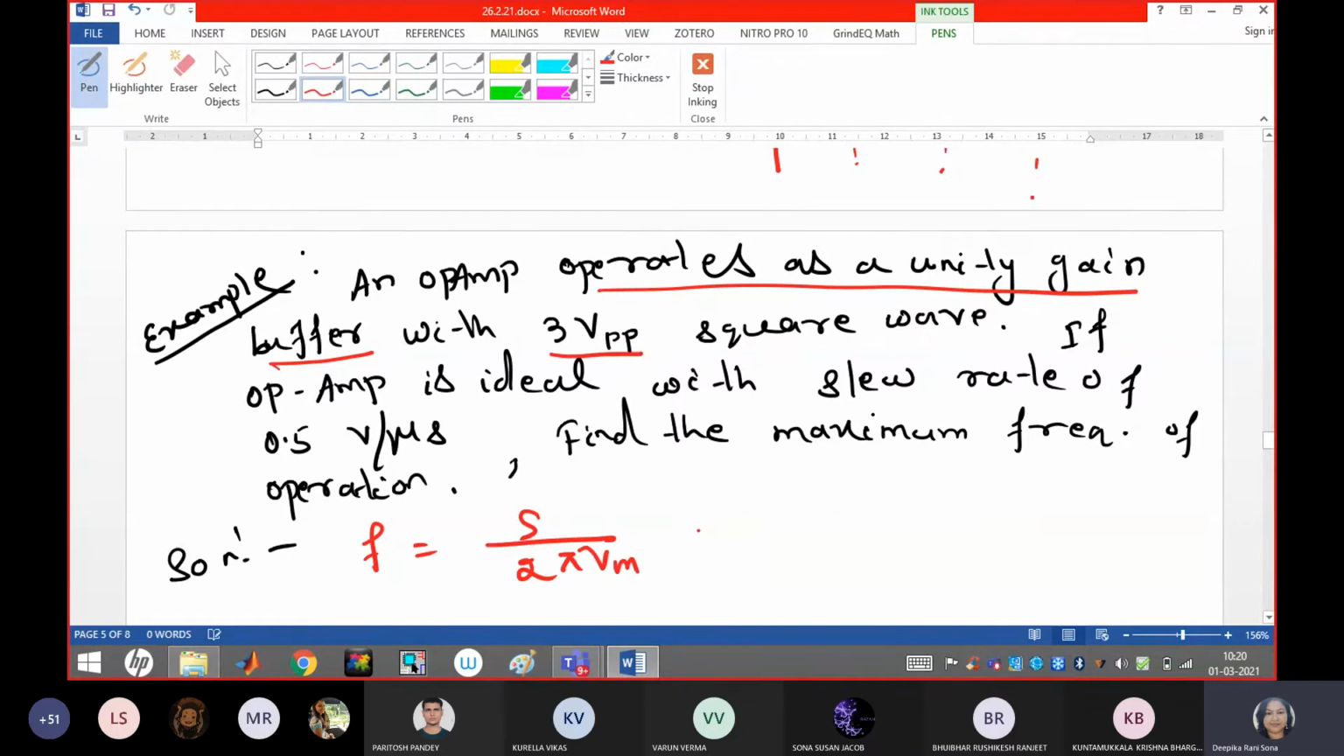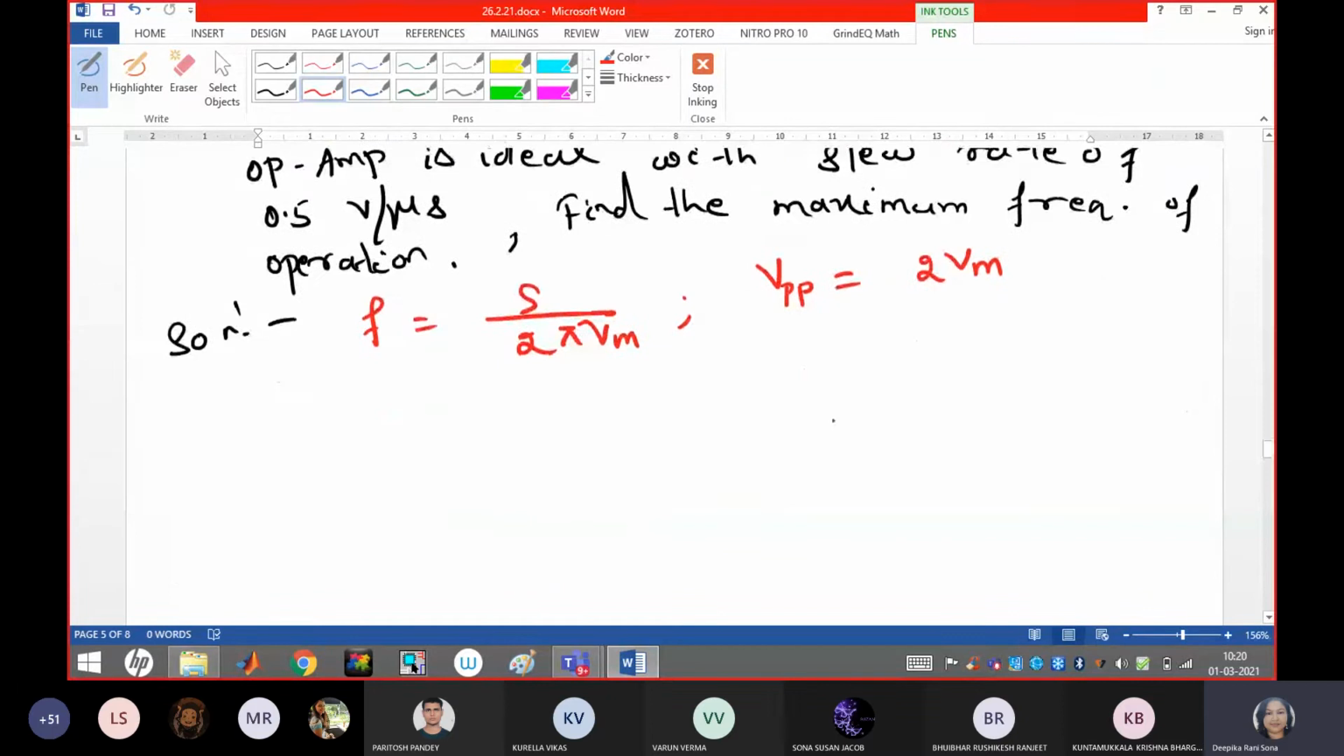So V peak to peak is given. What should be the only Vm? 1.5. Yes. So V peak to peak means 2 Vm, right? So in this case, Vm equal to 3 by 2, which is equal to 1.5 volt. So all the data are known now. What should be the value of Fm? What is the S given, guys? 0.5 volt per microsecond.